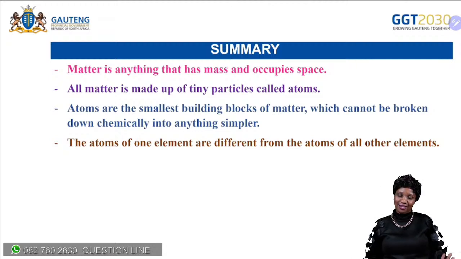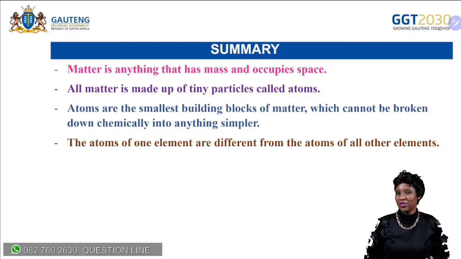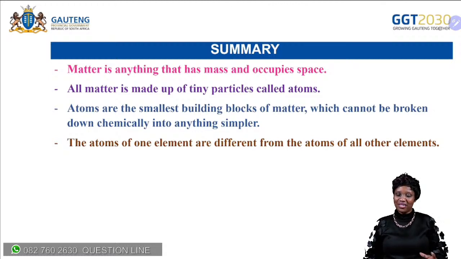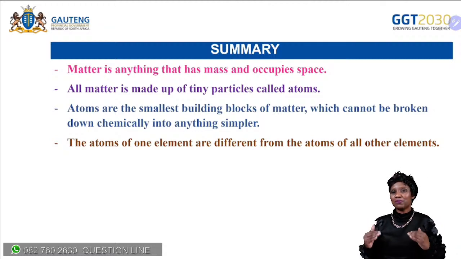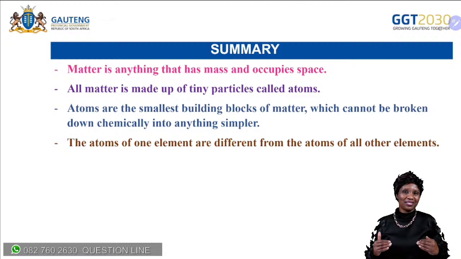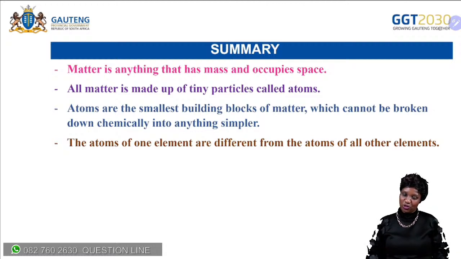And then matter is anything that has mass and occupies space. Therefore, a pen is matter. Pencil case is matter. Your school bag is matter. The table, the chairs, all that is matter. Why are we saying it is matter? Because it occupies space and has a mass. And then all matter is made up of tiny particles called atoms. All right. And then when we are looking at atoms, these are the smallest building blocks of matter. Do you get it? They are the smallest building blocks of matter.